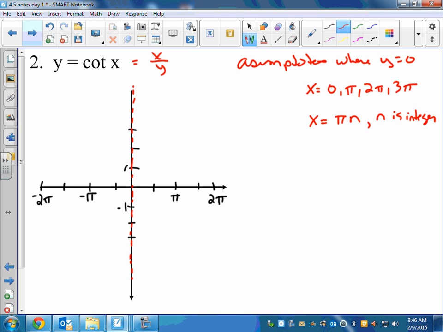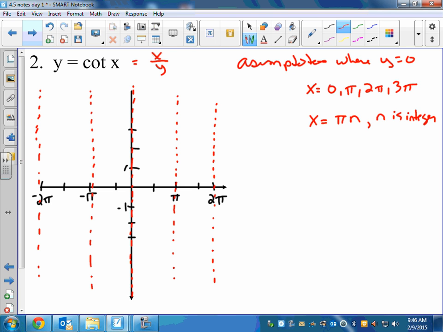Where else is there going to be an asymptote? At pi? At 2 pi? And again, look how they're evenly spaced, right? They're pi apart because the period of cotangent is the same as the period of tangent, which is pi. Where else is there an asymptote? Negative pi and negative 2 pi.